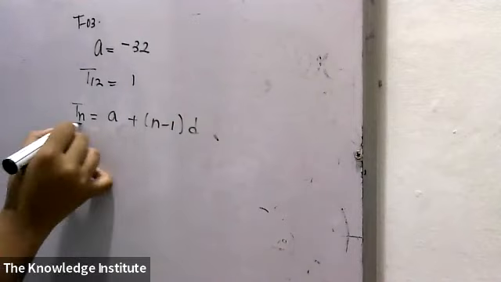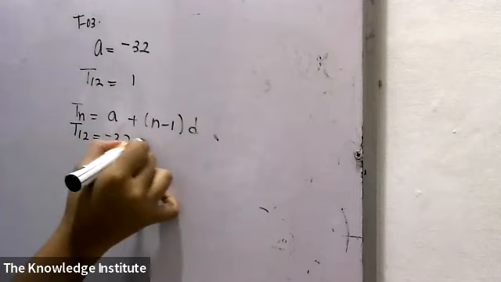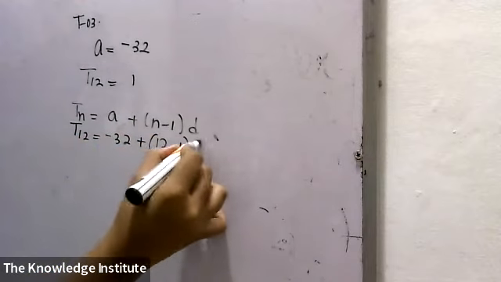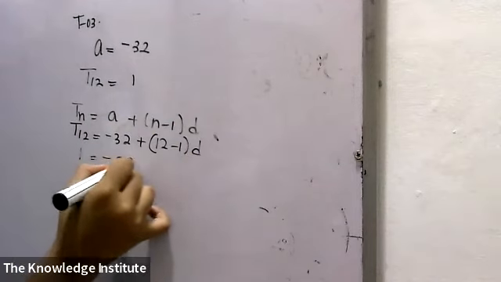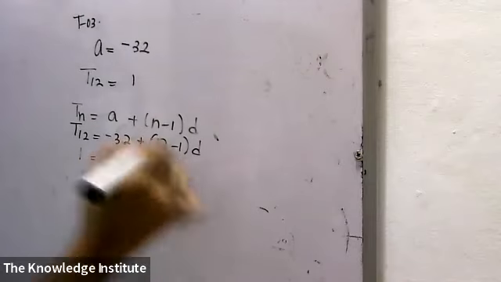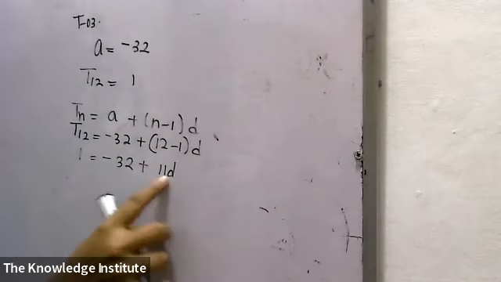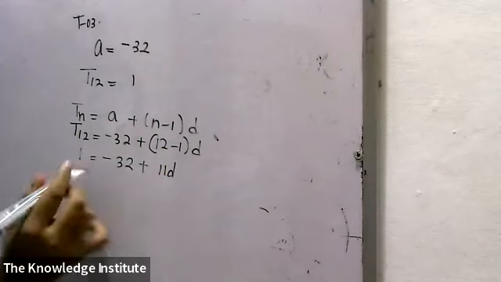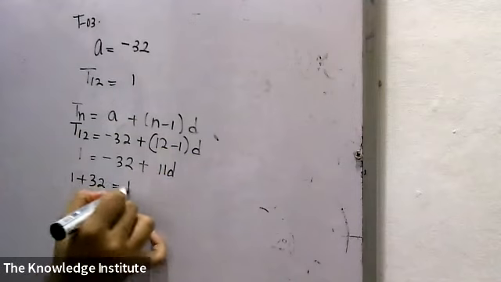So T12 equals minus 32 plus, the n value is 12 minus 1. d we don't know. What is the 12th value? 1 equals minus 32 plus 11d, since 12 minus 1 is 11 and 11 into d is 11d. If you want to make 11d the subject, we take the 32 to the opposite side. So the minus 32 becomes plus 32.